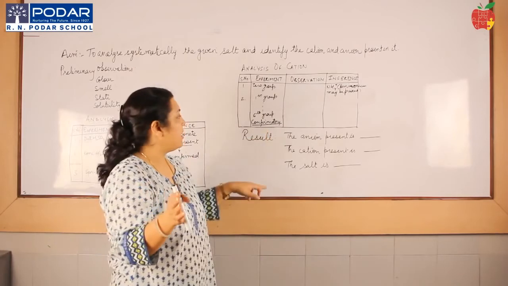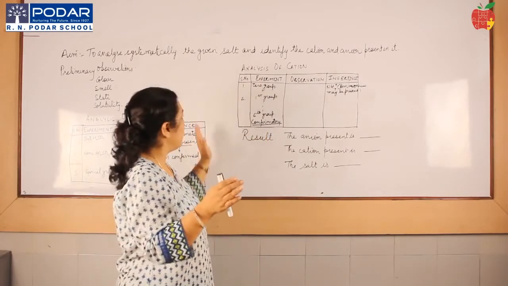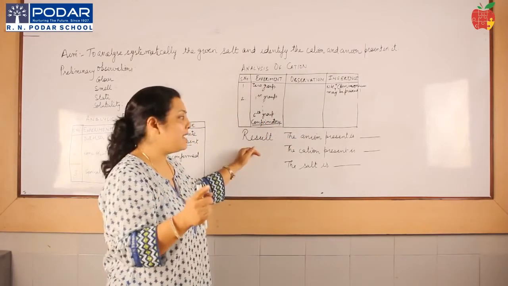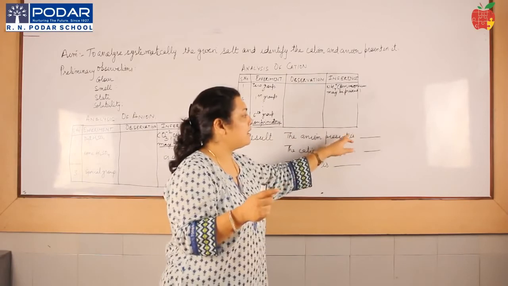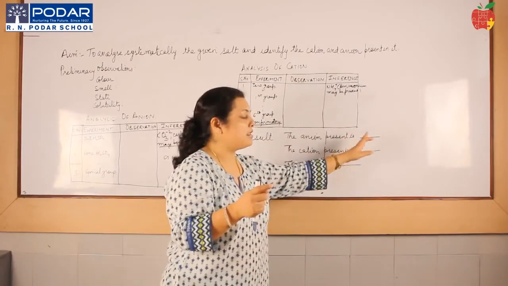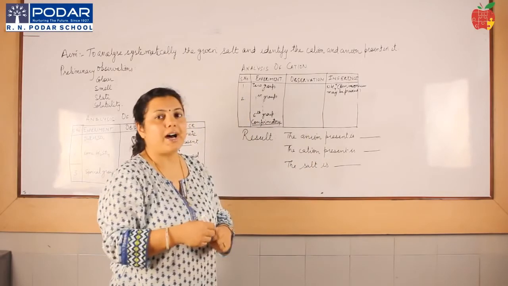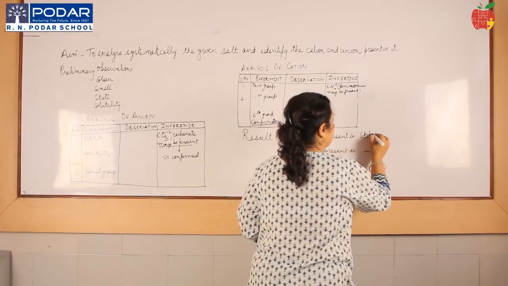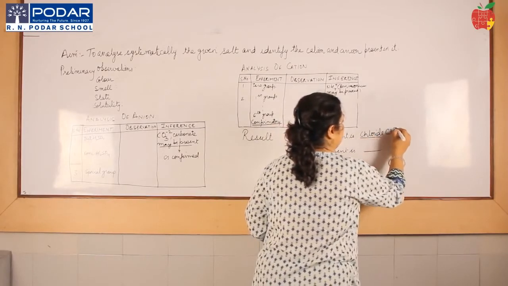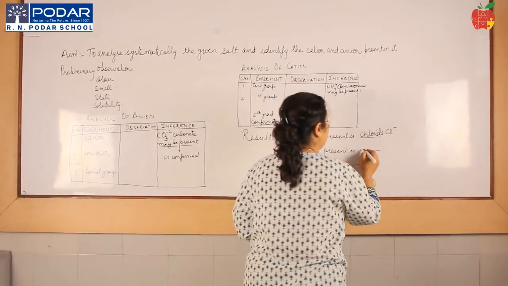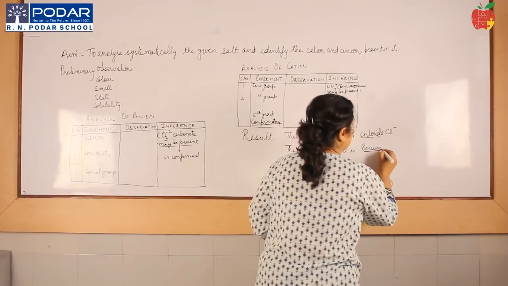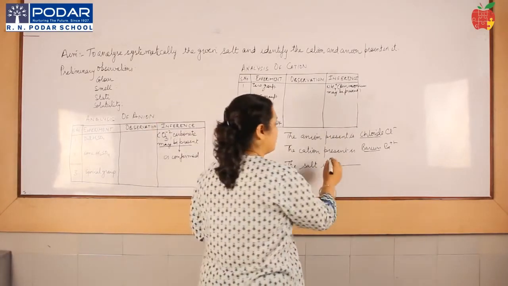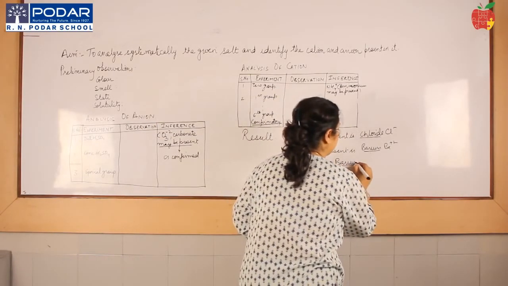Once you have analyzed the anion and written it down, analyzed the cation, written it down in this tabular manner, the result is very important. 3 things have to be written. The anion present in the given salt is so and so, the cation present is so and so. You will write both the ionic as well as your name. For example, if you are writing chloride, you will say chloride Cl minus. If the cation is, let's say, barium, then you will say barium and Ba plus 2. Similarly, the salt is, you will write down the name of the salt like barium chloride and the formula.